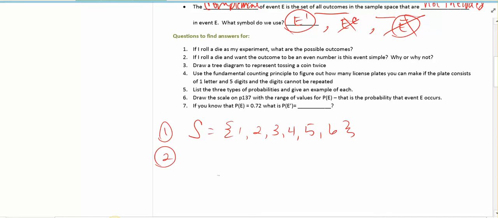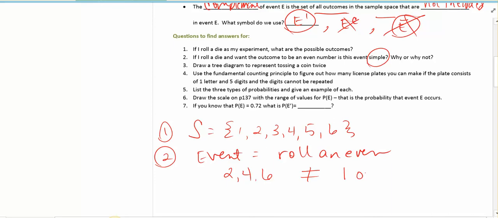Question 2 says if I roll a die and want the outcome to be an even number, then my event is to roll an even. And you have to ask yourself, is this simple or not? Because that affects how we'll create probabilities. And so the event is what? If I got a 2, a 4, or a 6, and that's not just one outcome, so it's not simple. And it's that simple. Haha.